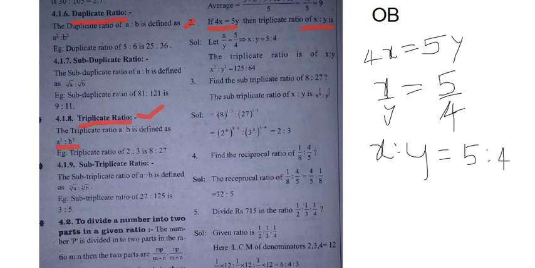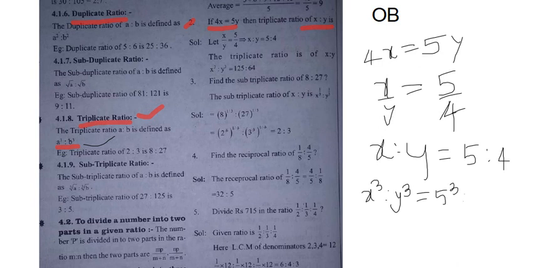Now from here, you know triplicate means you should do cube. Suppose they gave a is to b, what is our triplicate? a cube is to b cube. Similarly they gave here x is to y. Then what is our triplicate ratio here? x cube is to y cube. Then what will become? 5 is to 4 will become 5 cube is to 4 cube.